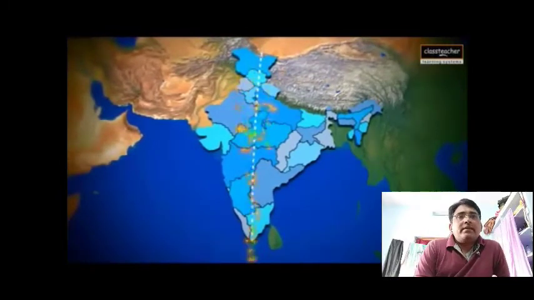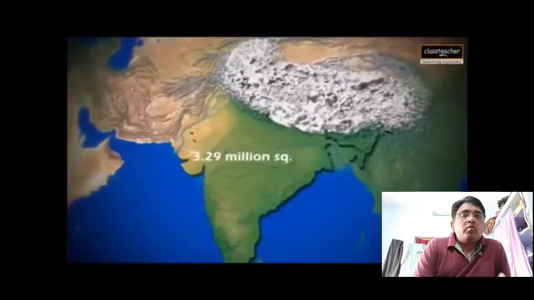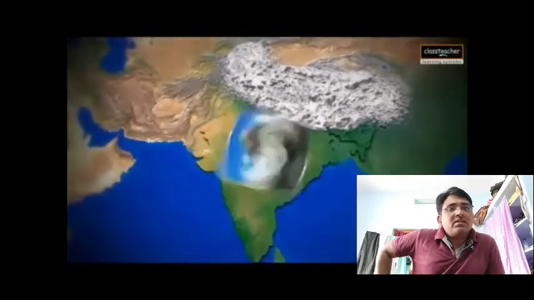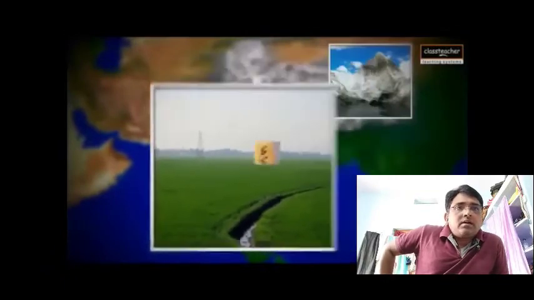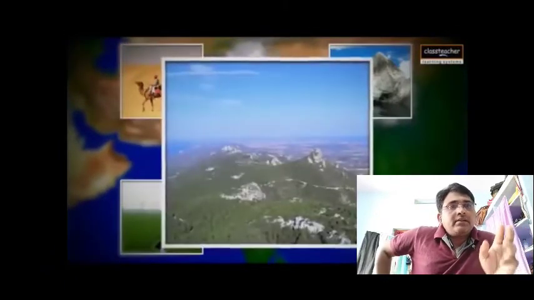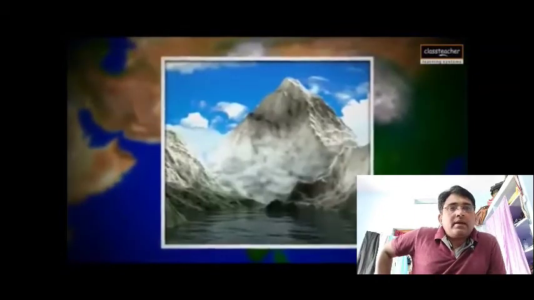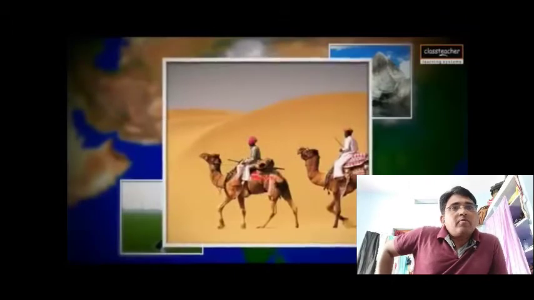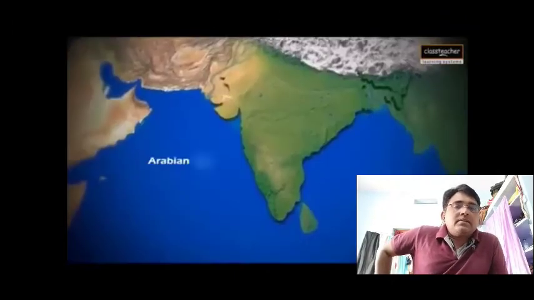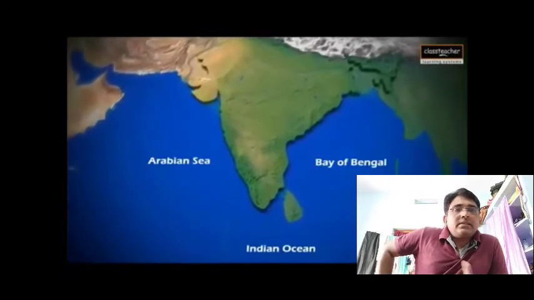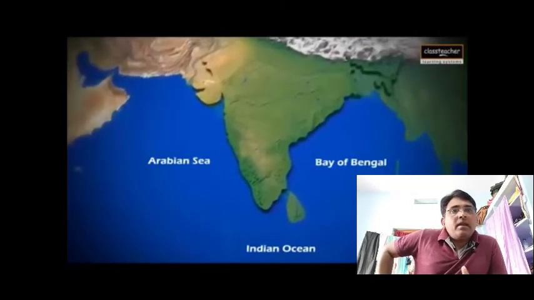India's geographical area is about 3.29 million square kilometers, which is marked by the existence of mountain ranges in the north, large river valleys in the plains, a desert region in the west, and a central peninsula surrounded by three water bodies, the Arabian Sea, Indian Ocean, and Bay of Bengal in the southern region, which makes it a peninsula.